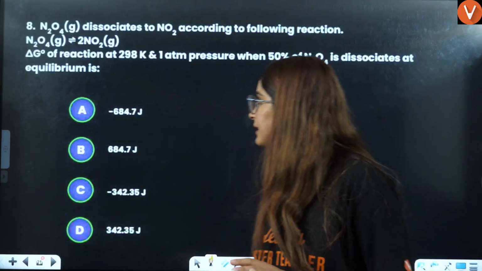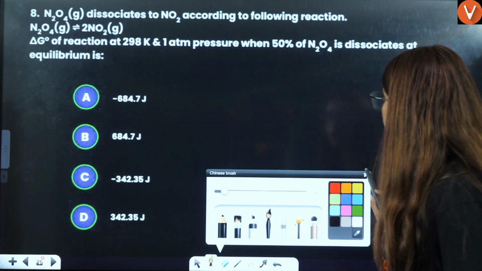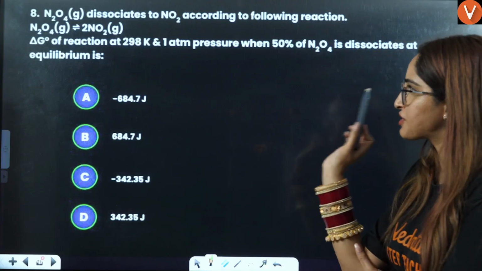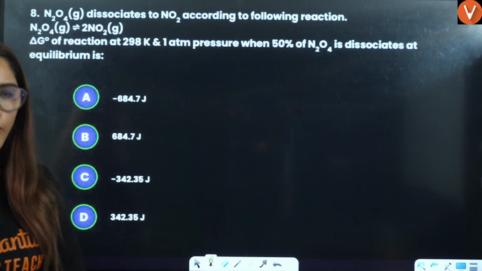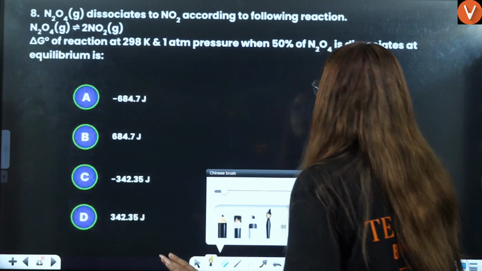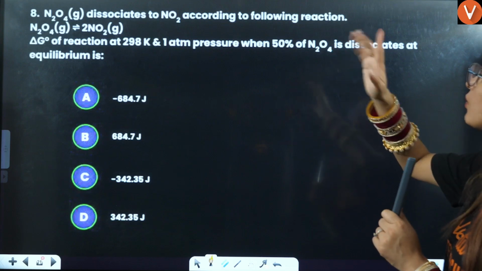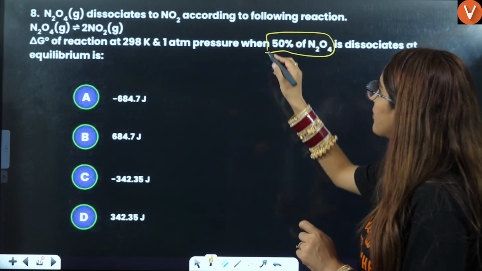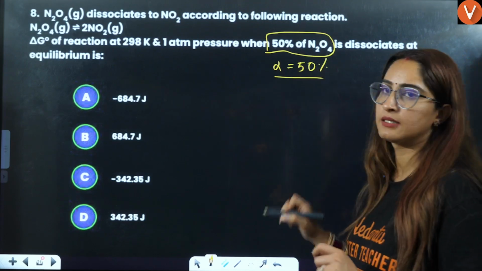Okay. Next we have N2O4 dissociates to NO2. Now you have N2O4 that dissociates to NO2 according to the following reaction, right? Now here what is it? See, in every question you will see something is important, right? So here, firstly, they are saying that this is getting dissociated to NO2 according to the following reaction. Delta G you have to calculate, right? But they have given you something about 50%. That means alpha is given to be 50%, right?